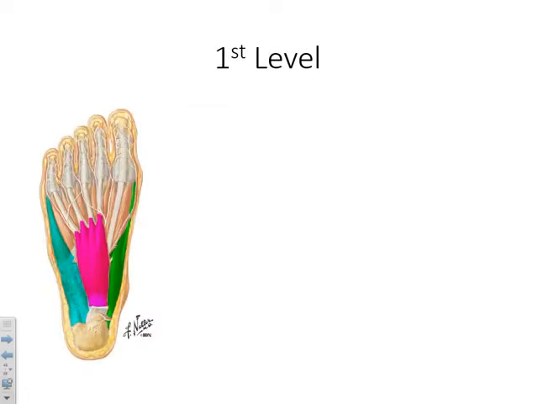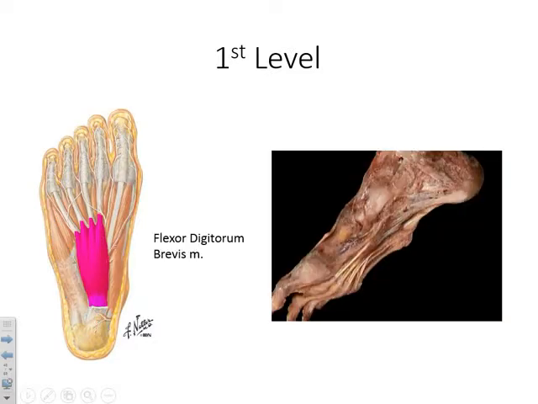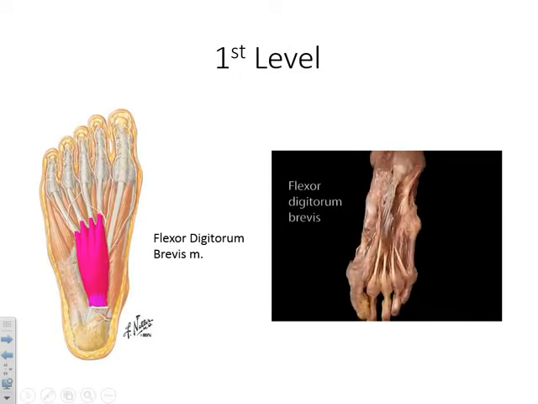We can now start looking at the muscles of the foot. We can divide these up into 4 separate layers from superficial to deep. We'll start with the superficial layer, which has a common origin off the calcaneal tuberosity deep to the plantar aponeurosis. First is flexor digitorum brevis. This is found in the central compartment.